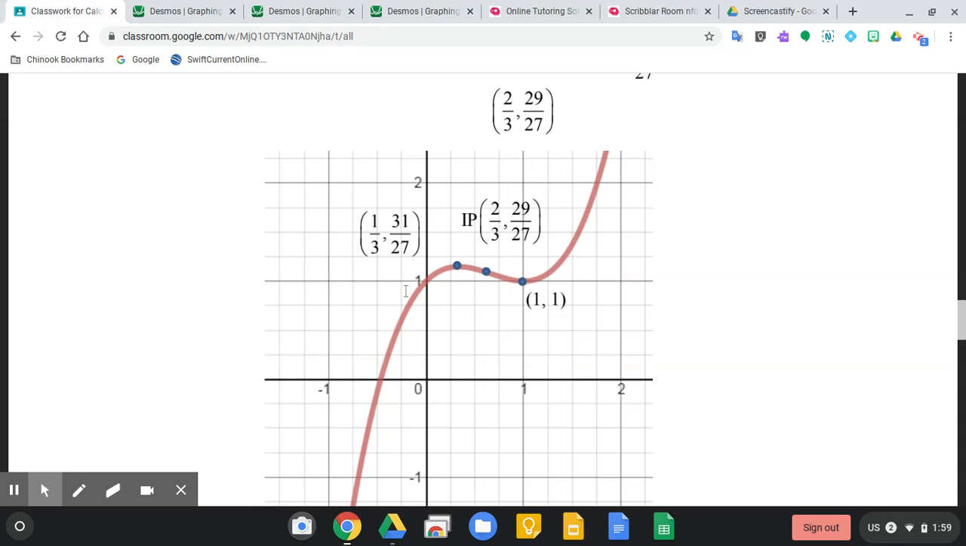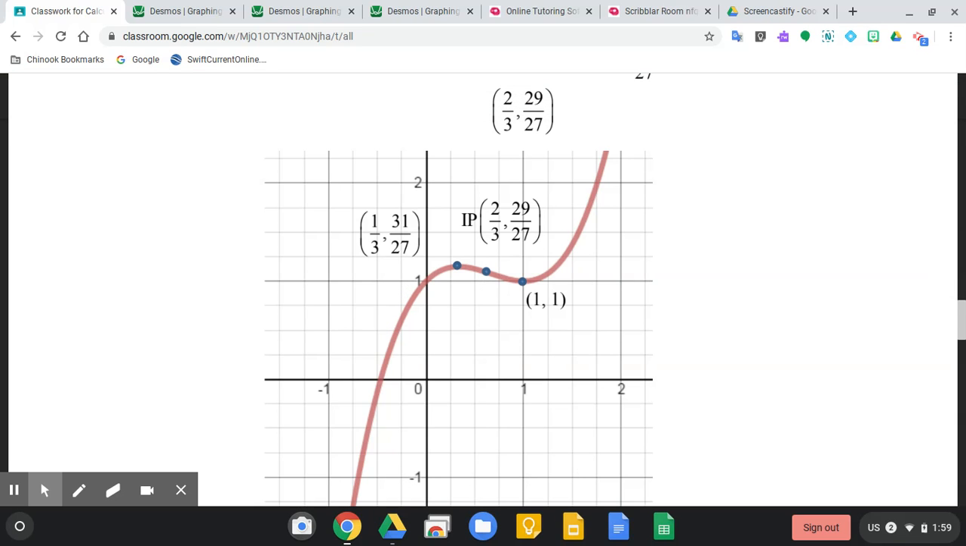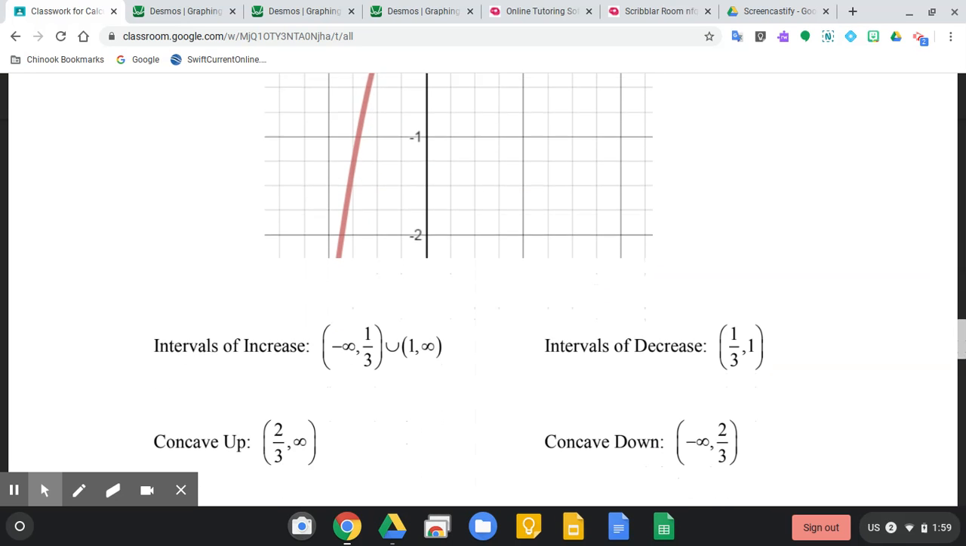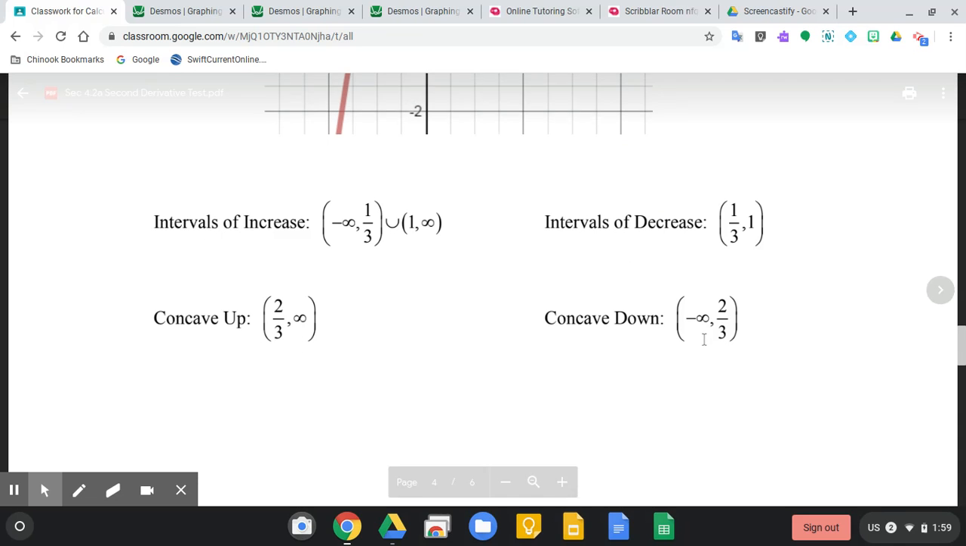It's concave down from all the way from the left to 2/3. That's minus infinity to 2/3. And then it switches concave up forever to the right. So my concave up section is from 2/3 to infinity. And my concave down section is minus infinity to 2/3.